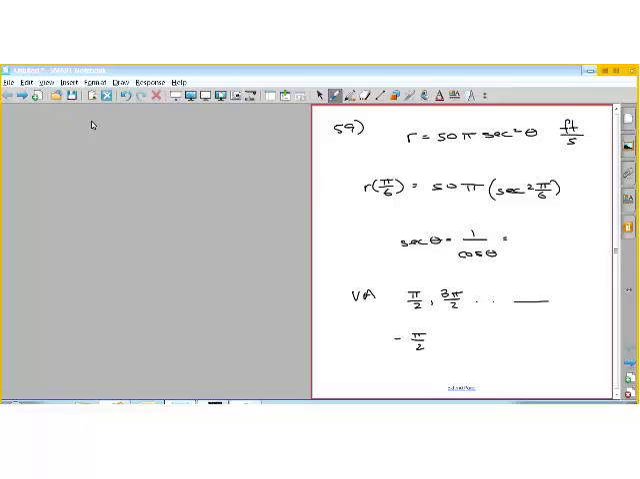questions are asking at pi over 6 and pi over 3, so you don't really have to figure out where my cursor is. I can't see it. Oh, there it is. Okay, finally found it.